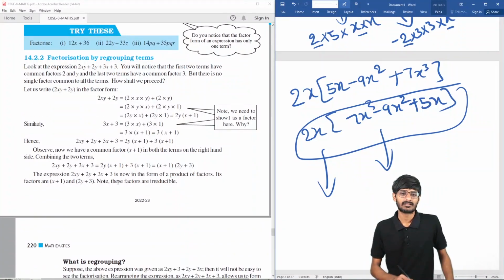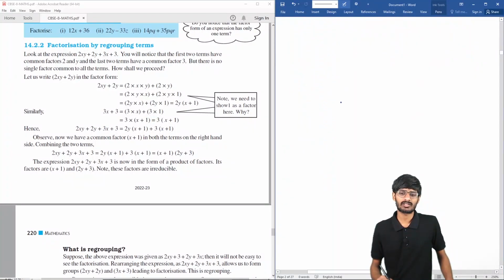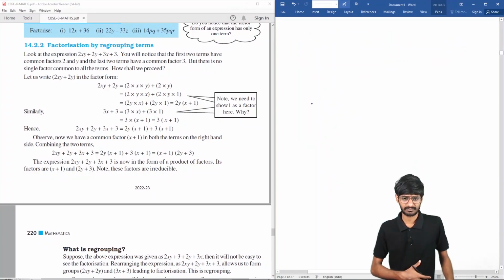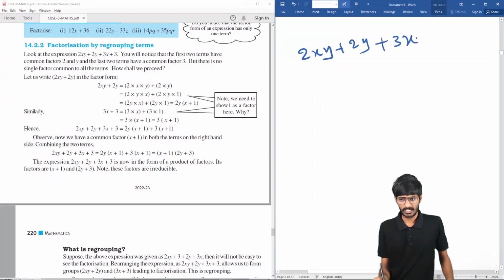The next method we are following to find the factors is factorization by regrouping the terms. Okay students, what is meant by regrouping? We will explain here. Just observe the example, that is 2xy plus 2y plus 3x plus 3.